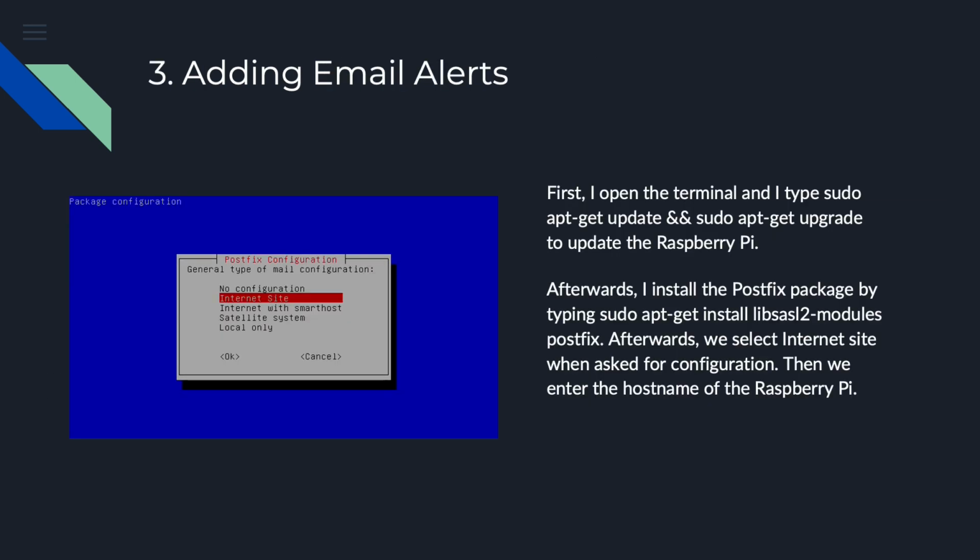After adding the Bluetooth capabilities, now we can start to add email alerts. First, I open the terminal and I type sudo apt-get update along with sudo apt-get upgrade to update the Raspberry Pi. Afterwards, I install the postfix package by typing sudo apt-get install libsasl2-modules postfix. Afterwards, we select the internet site when asked for configuration. Then we enter the hostname of the Raspberry Pi.